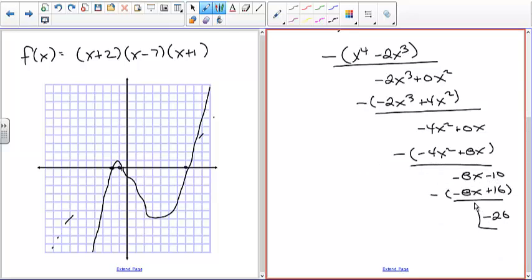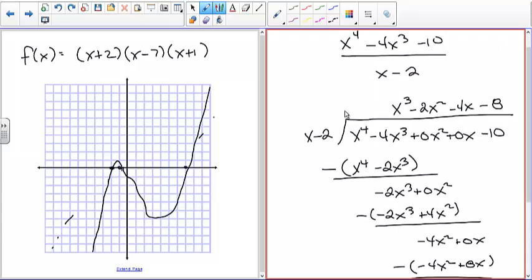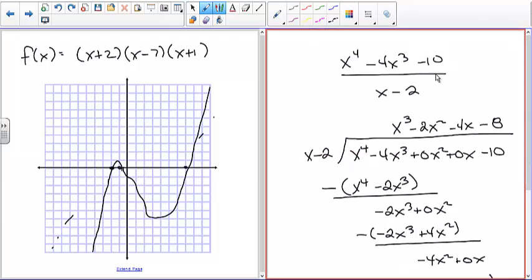And I'm going to ask you, what is the significance of the remainder? Well, the significance of the remainder is that it's the value of the function, not at negative 2, but at positive 2. So it's the zero, what is this corresponding zero? So it's saying f of 2 should equal negative 26. So let's just double check that. So if we plug in, and that's f of the numerator.